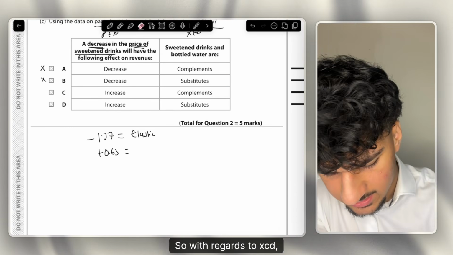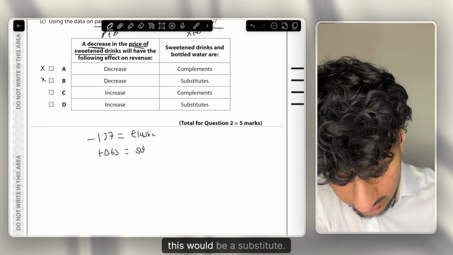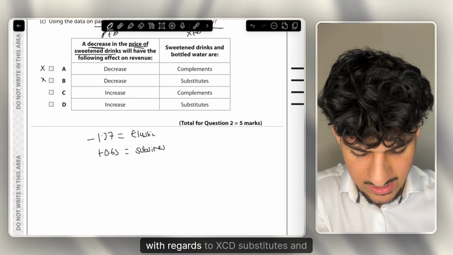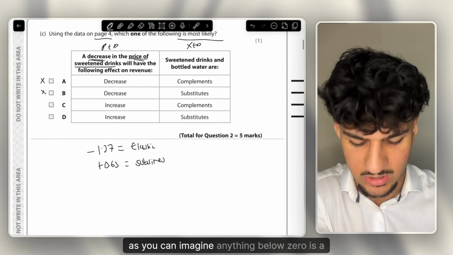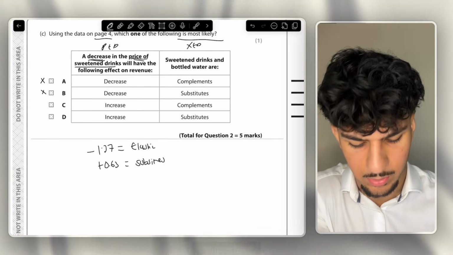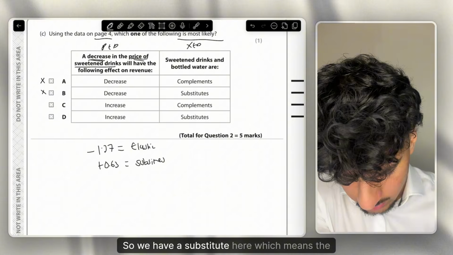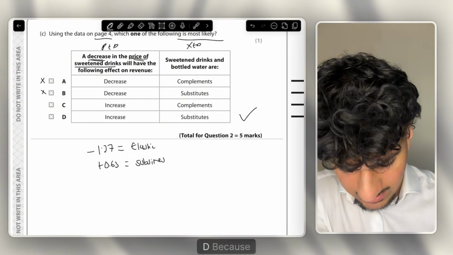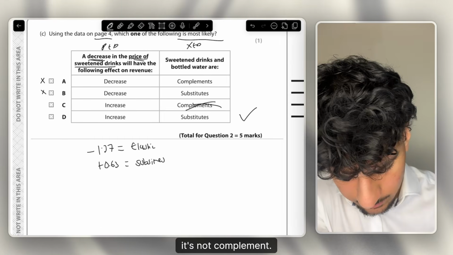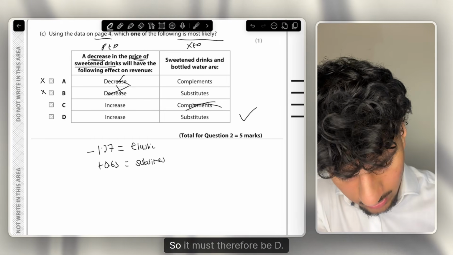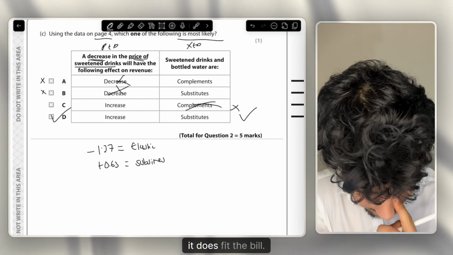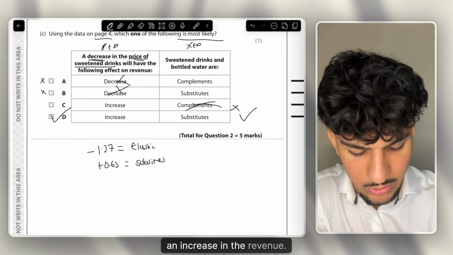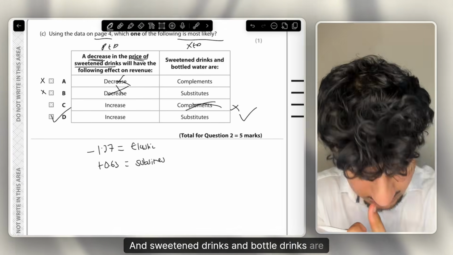So with regards to XED, since it is a positive value, this would be a substitute. So basically anything above 0 with regards to XED is a substitute, and as you can imagine, anything below 0 is a complement. So we have a substitute here, which means the answer must be, therefore, D, because it's not a complement and it's not any of these two, so it must therefore be D. And yeah, it does fit the bill. So an increase in the price, an increase in the revenue, and sweetened drinks and bottled drinks are substitutes.